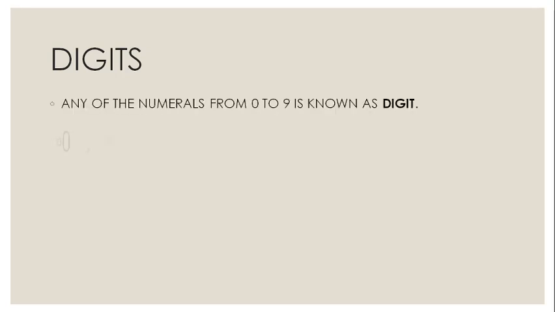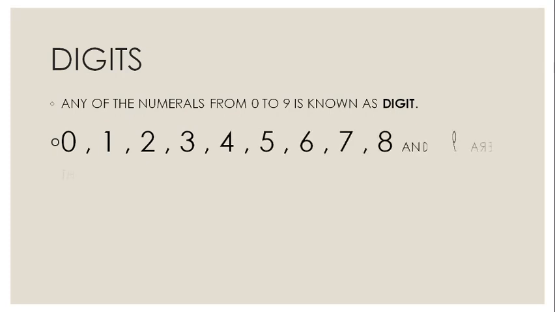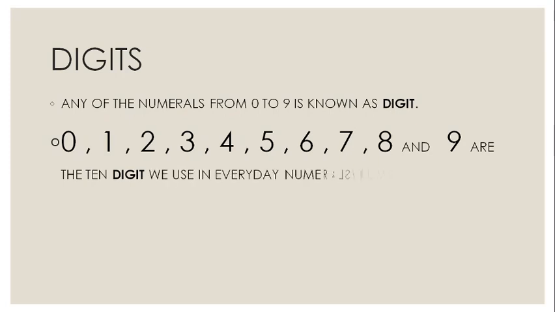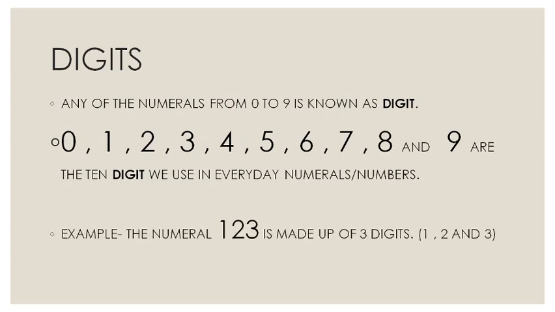Let's start with digit. What do you understand by digit? Any of the numerals from 0 to 9 is known as a digit. For example, 0, 1, 2, 3, 4, 5, 6, 7, 8 and 9 are the 10 digits we use in everyday numerals or numbers. If we take another example, there is a number written here that is made up of 3 digits. Those are 1, 2 and 3.